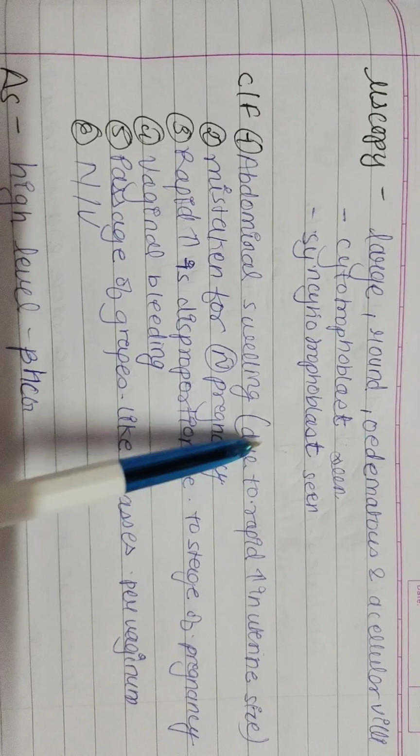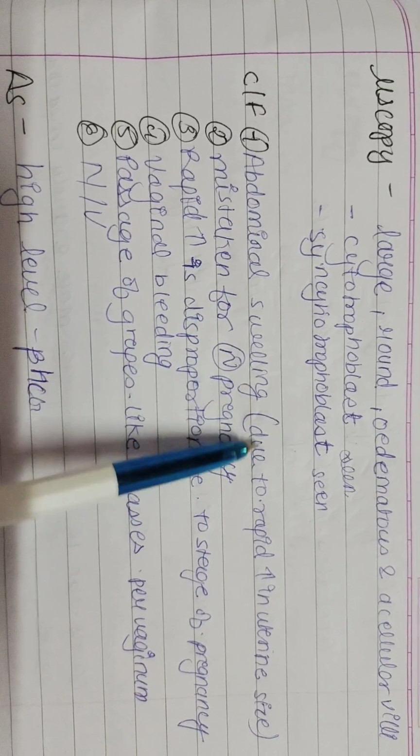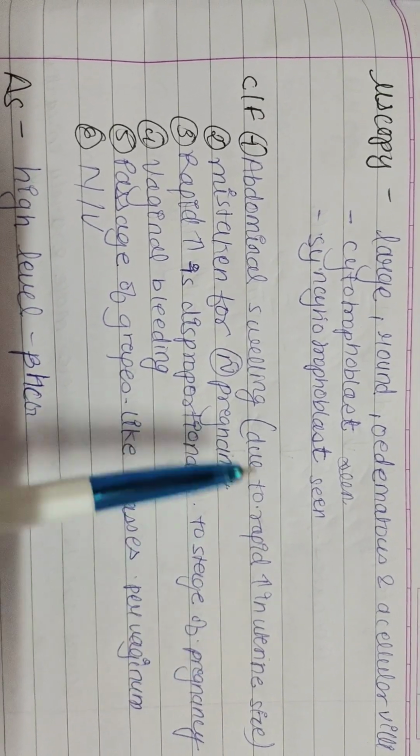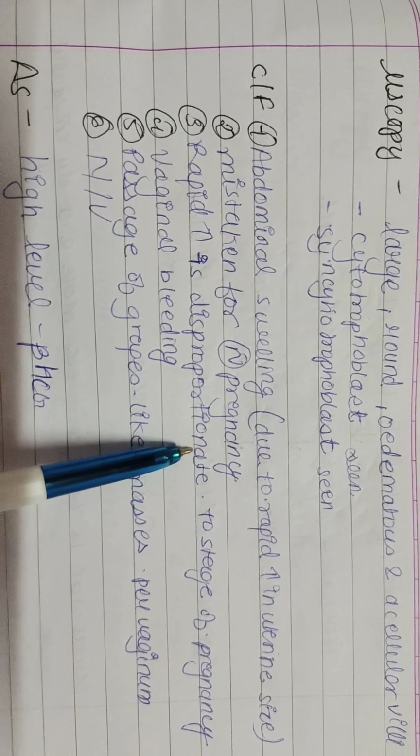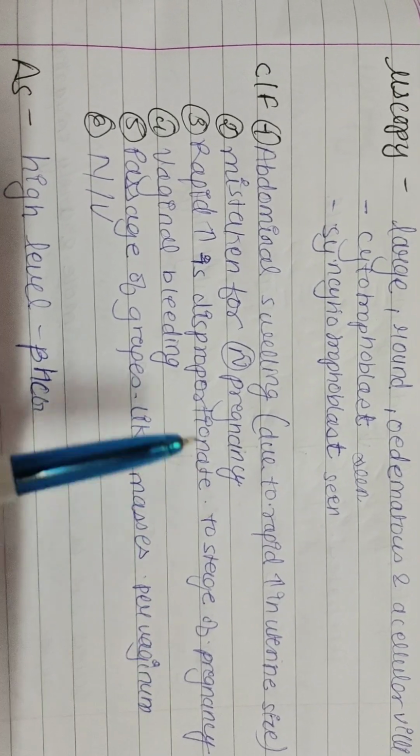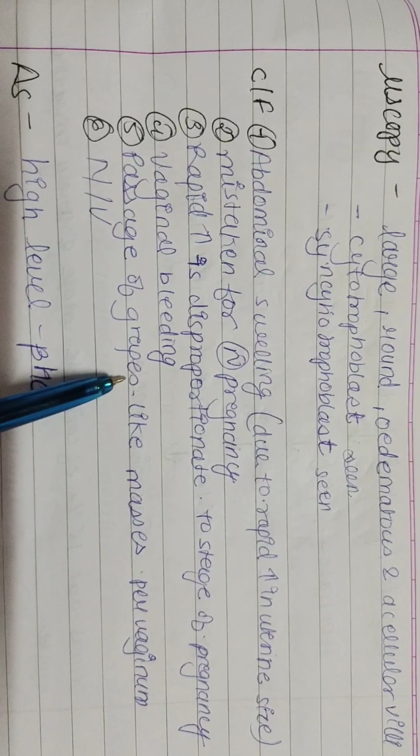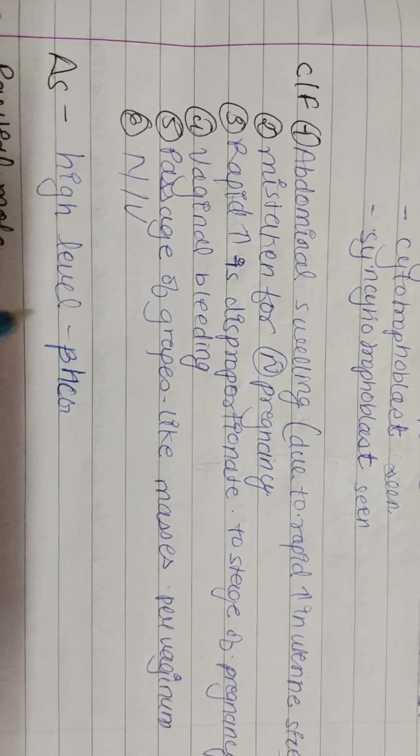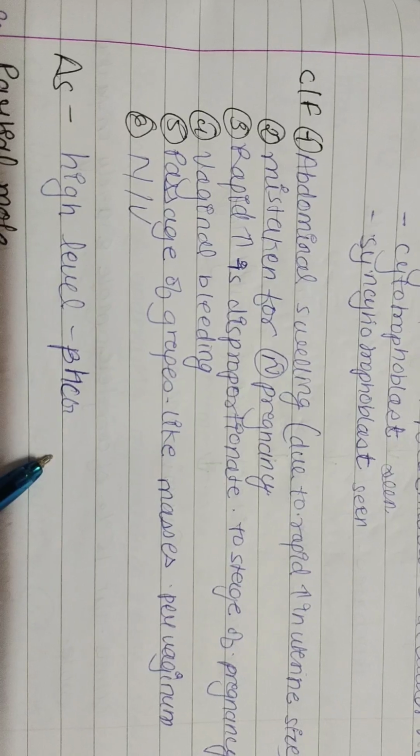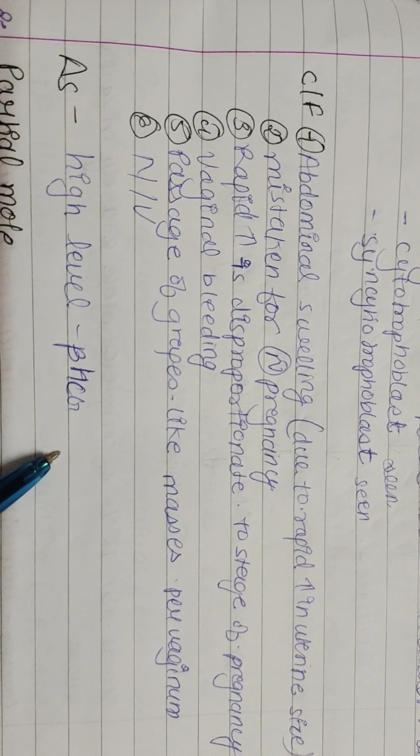Clinical features of complete mole are abdominal swelling due to rapid increase in uterine size, mistaken for normal pregnancy. The rapid increase is disproportionate to the stage of pregnancy. Vaginal bleeding is present, passage of grape-like masses per vaginum is present, and nausea and vomiting are present. We diagnose this condition by the high level of β-hCG in the blood.